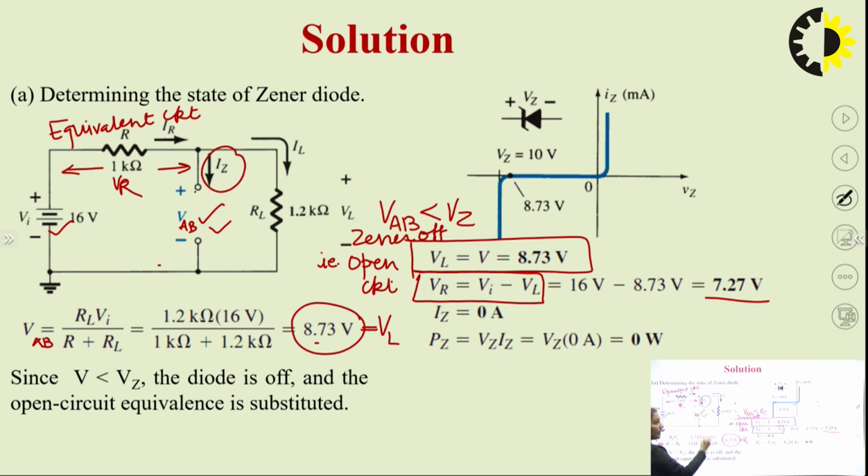Now, what will be the value of Iz? Because this is open circuit, so Iz must be equal to 0. No current will be allowed to flow through the load resistance because it is open circuit. So, Iz comes out to be 0 ampere.